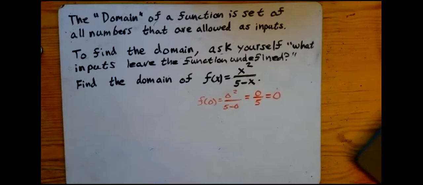I can have zero cheeseburgers today. I can have $0 in my wallet. I can eat zero apples. Zero is a perfectly well-defined number. It's not zero. Are there any numbers that I can't plug in? Any numbers that would leave this function undefined?